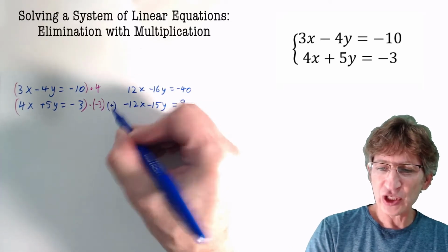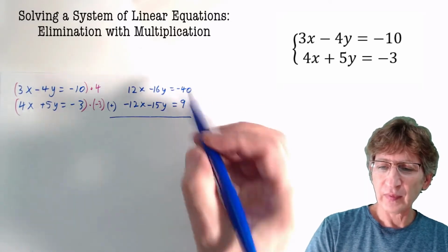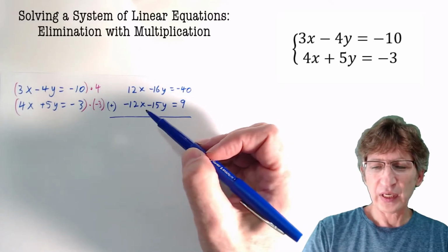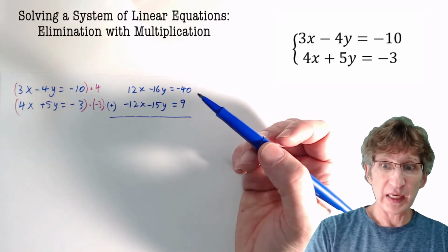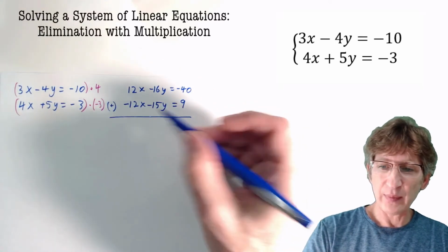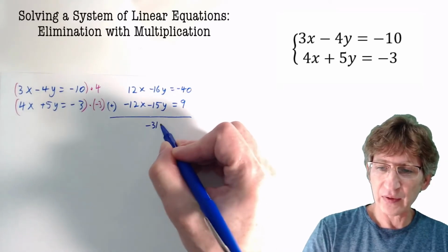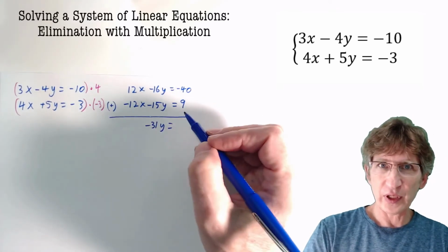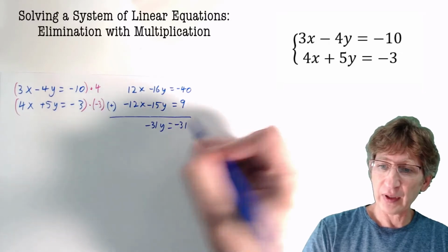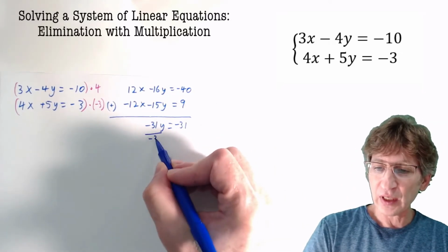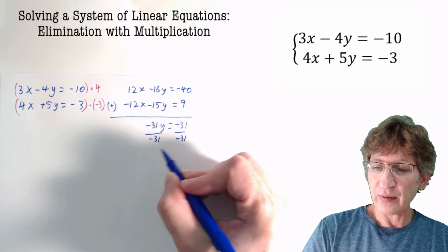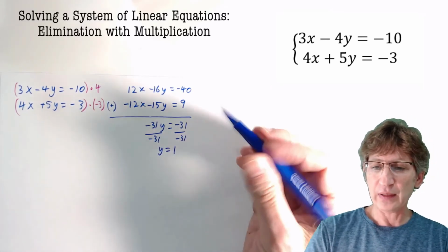Now I have addition. 12x plus negative 12x, eliminated. Negative 16y minus 15y, negative 31y, negative 40 plus 9, negative 31. Oh, wow, that's so convenient. Divide both sides by negative 31, y equals 1.